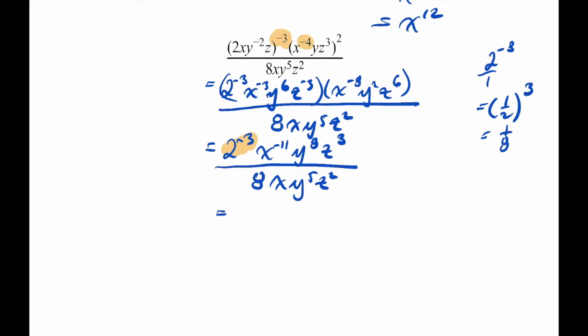So 1/8 divided by 1/8, we're going to get 64 in my numerator. So my denominator, I'm just going to write that there. And now I'm going to start taking care of my variables. So I get x to the power of negative 11 and x divided by x.